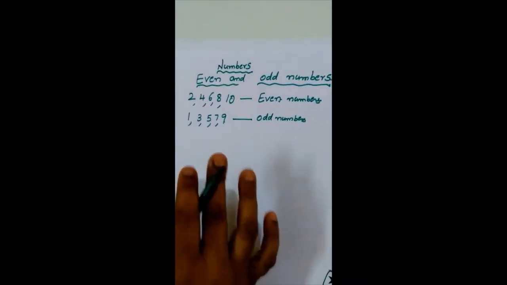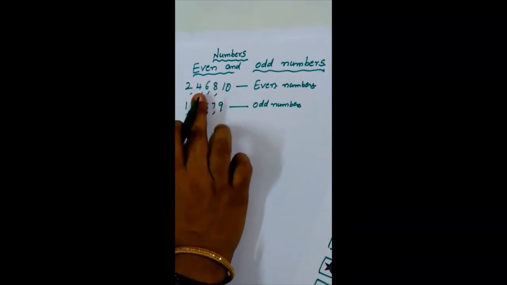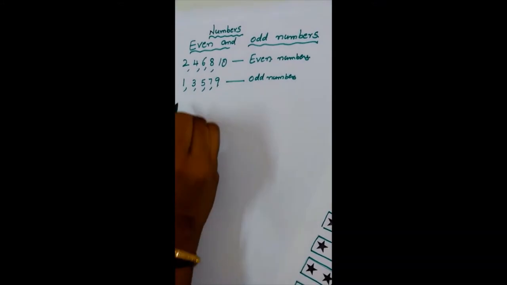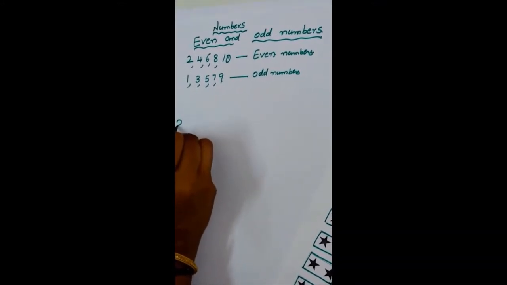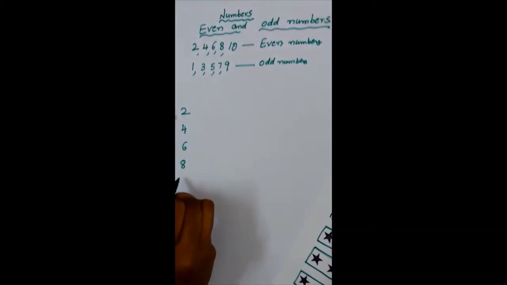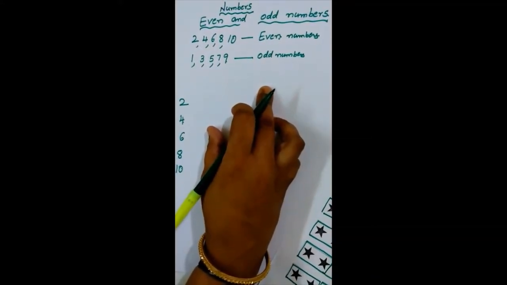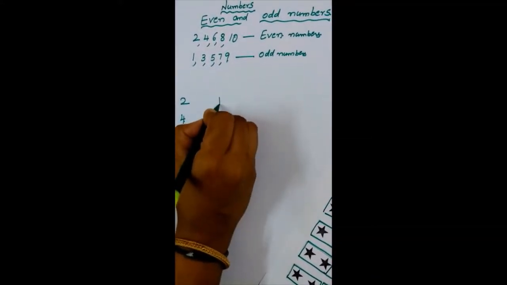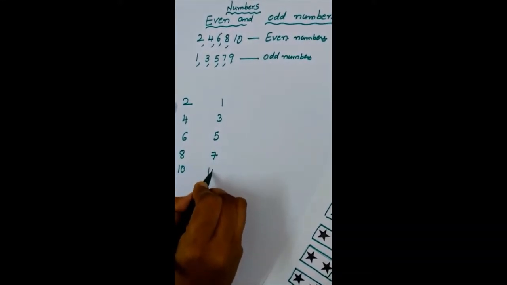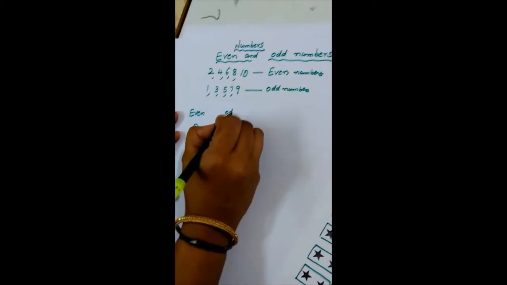The numbers which can be made into exact pairs, just now we said, are called which type of numbers? Even numbers. Once again, write here, what are the even numbers? 2, 4, 6, 8, 10. Similarly, the numbers which cannot be made into pairs are called what? Odd numbers. 1, 3, 5, 7, 9. These are the even numbers. These are the odd numbers.